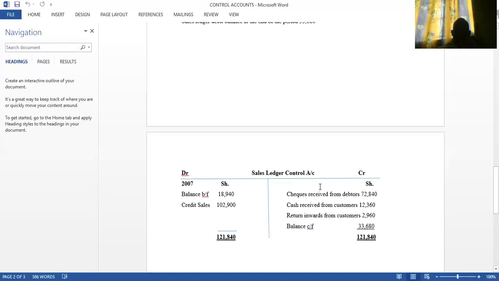What is important for you to note is the closing balance. Closing balances normally interchange the position that you have been told. If you are told that there was a debit balance of a certain amount, you record it on the credit. And if you are told that the closing balance is a certain amount credit, you record it on the debit. So they normally interchange. I am going to demonstrate that in the video that I am going to share next.